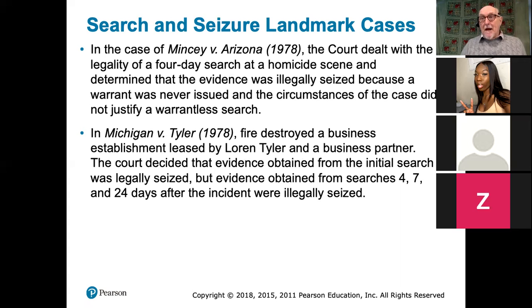And it emphasized the importance of the Fourth Amendment, that we have very strong protections against seizure of materials, even when authorities believe that it is important.